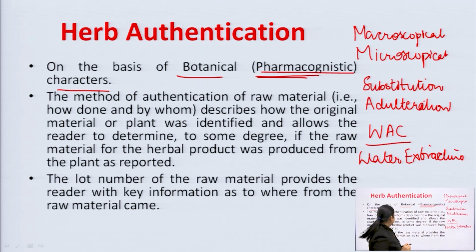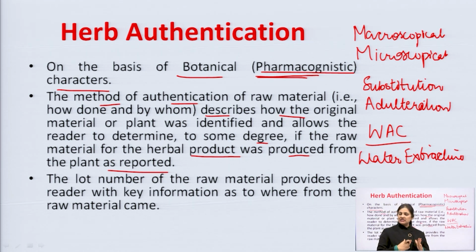Now, the method of authentication of the raw material: who is doing this and for what purpose? It describes how the original material or the plant was identified and allows the reader to determine, to some degree, if the raw material was produced from the plant as reported. When all these features are mentioned in an authenticated source, any further reader can refer to them, address them, study them, and in future, if they want to use the same plant again for their research, they can establish the authentication and identification of that plant.